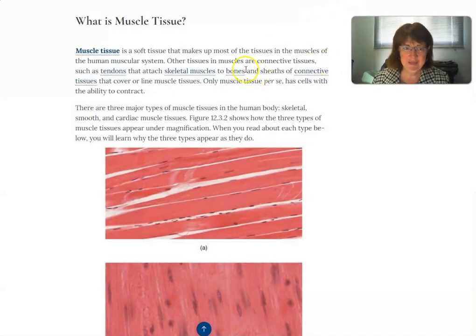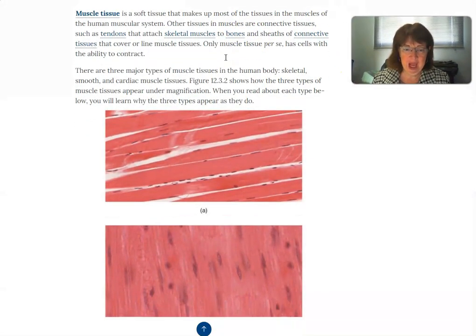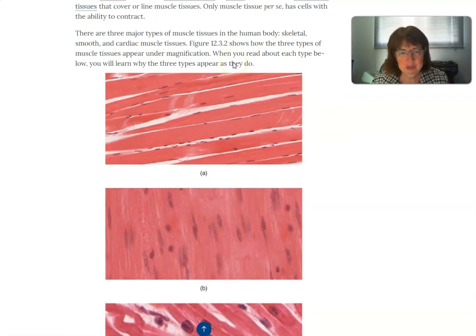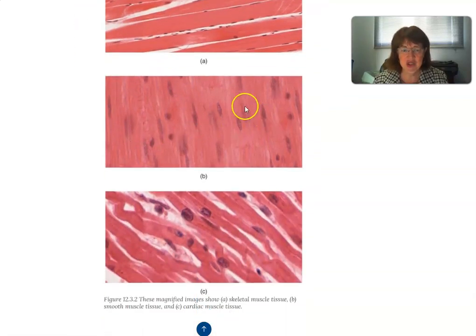So the first type, this is from your textbook. It shows three types. These pictures aren't as clear, so I'm going to pull in some other. But the three types we're going to look at are striated, which is skeletal muscle. Then we're going to look at smooth muscle and cardiac muscle.